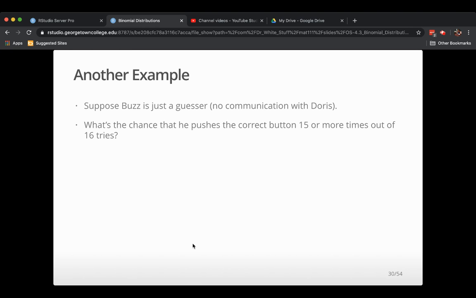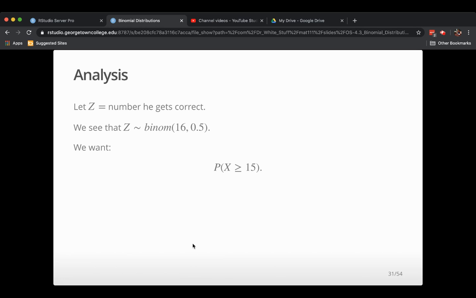Here's another example. Suppose that Buzz, our dolphin, is just a guesser, no communication with Doris. What's the chance that he pushed the correct button 15 or more times in his 16 tries in Dr. Bastian's experiment? Well, let's see. Let's set up a random variable to model the situation. Let's let capital Z be the number that he would get correct in 16 tries. That capital Z is a binomial random variable.